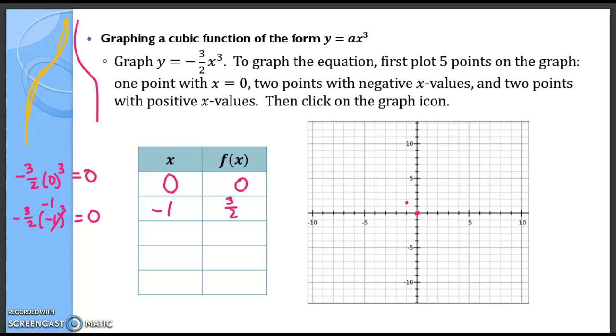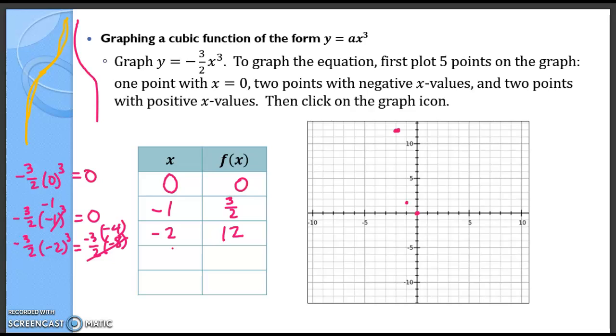Now on Alex, it's a little tricky to do in-betweens. So we might want to pick points that are going to give us a little bit nicer values. Let's go ahead and try -2. -3/2 times -2 cubed. Well, -2 cubed is -8. So -3/2 times -8. Well, -8 divided by 2 is -4. So we have -3 times -4, which is a positive 12. So at -2, we're going to be all the way up at 12.